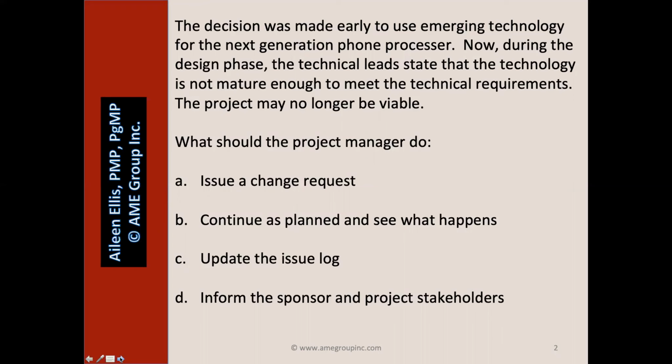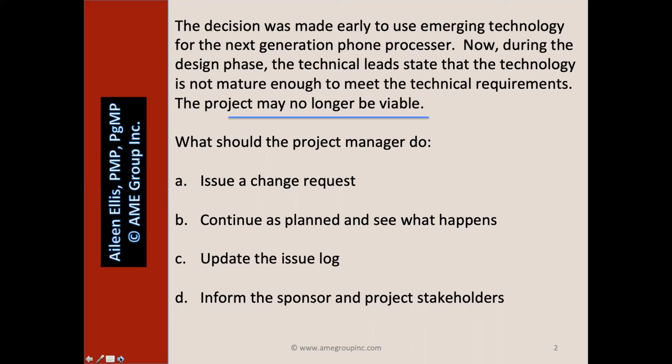Pause the video on your own and answer the question. When I look at the question, I ask myself, what is the key word or the key words? For me, the key phrase: the project may no longer be viable. In general, what's the first thing I want to do when I determine a project may no longer be viable? I want to make sure my sponsors, my management, my stakeholders know about this.